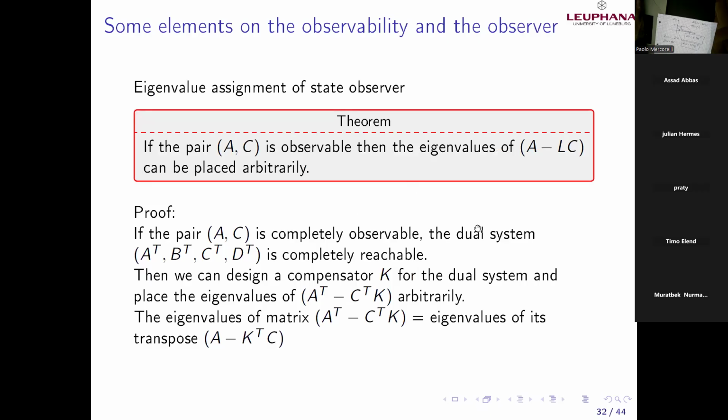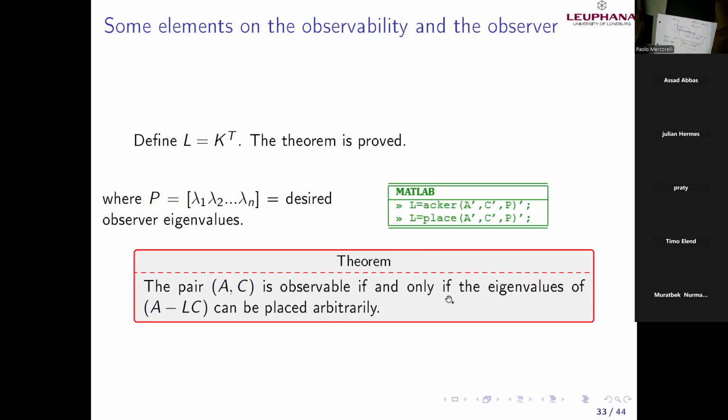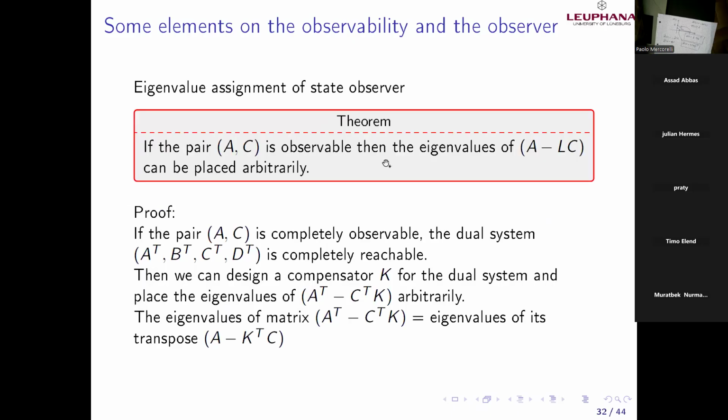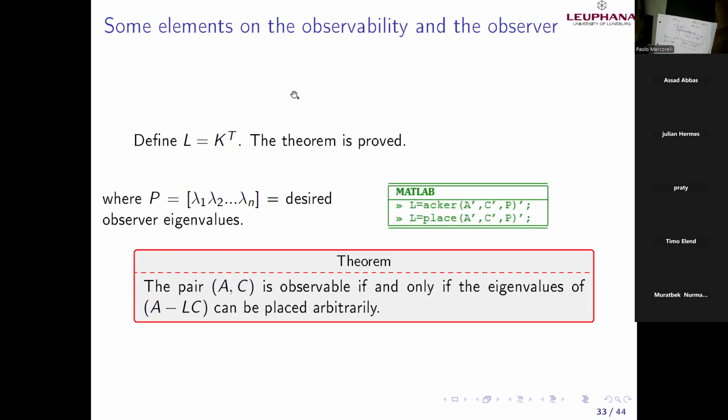Do you remember this theorem here, which I didn't demonstrate? To be more precise, the theorem I told you last time goes in both directions. It's correct. If the pair A and C, do you remember the pair means the system which I am considering in the light of observability, characterized by matrices A and C, is observable, then the eigenvalues of the matrix A minus LC can be placed arbitrarily. But the theorem goes also in the other direction. In fact, in the next slide, we can see if and only if.